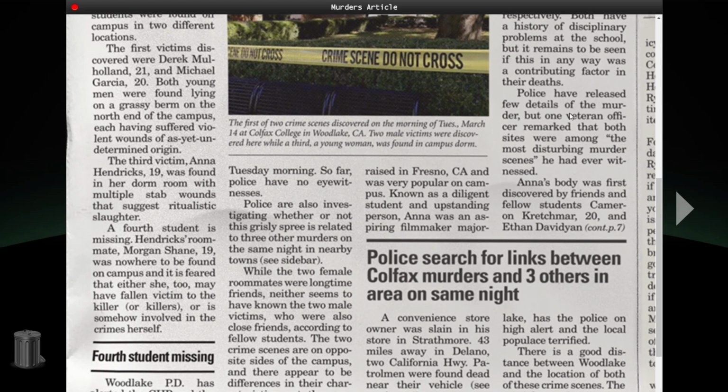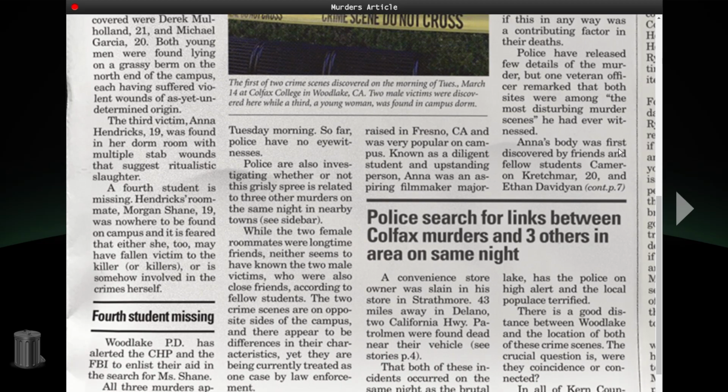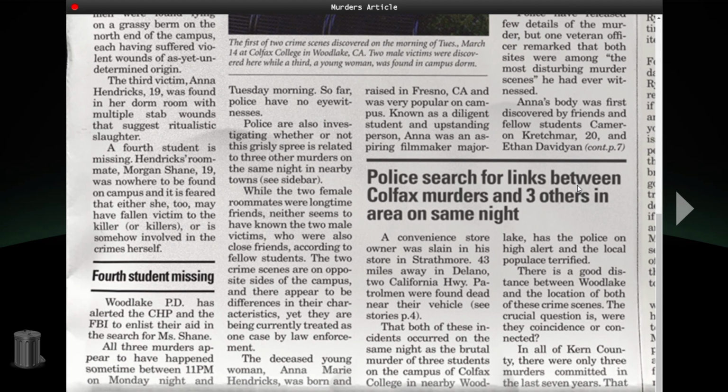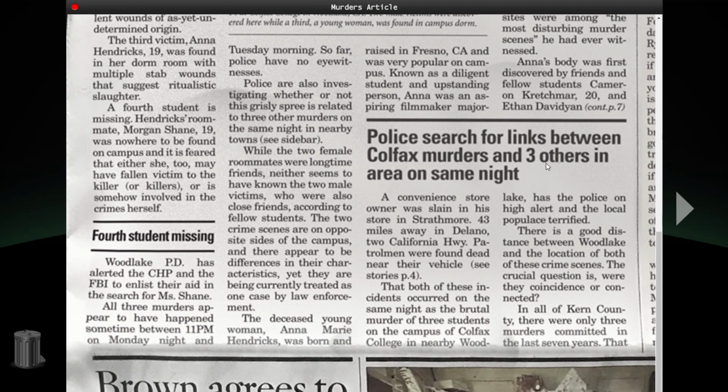Police have released few details of the murder, but one veteran officer remarked that both sites were among the most disturbing murder scenes he had ever witnessed. Anna's body was first discovered by friends and fellow students Cameron Kretschmer, 20, and Ethan Davidian. So they found the bodies.